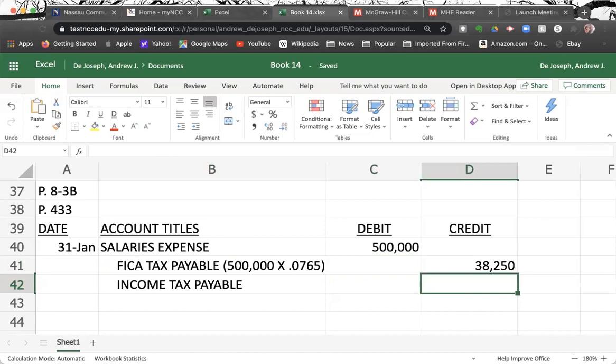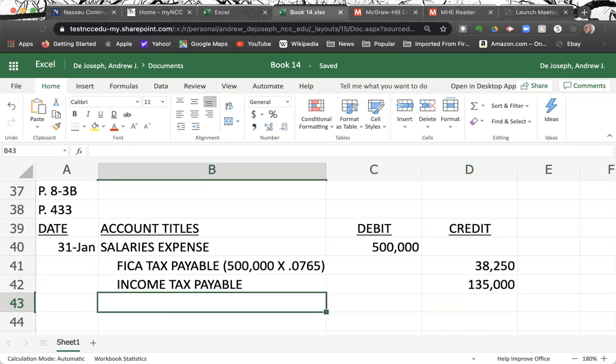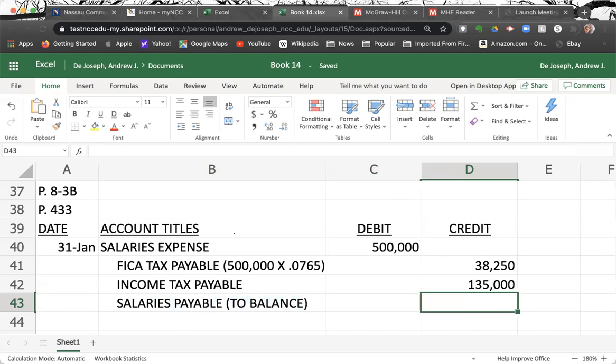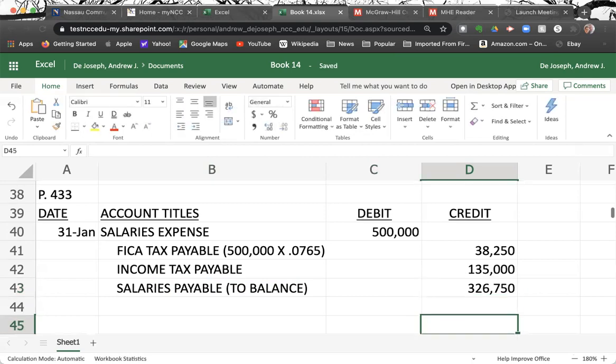Credit income tax payable. And that was it. So debit salaries expense for the gross, credit Social Security tax payable. We had to calculate that number. And income tax payable, they gave us that number. And now salaries payable, which is the number that we need to balance the entry. And salaries payable represents the take-home pay.